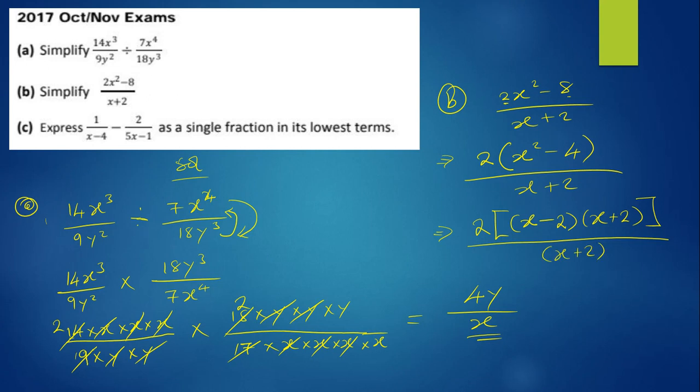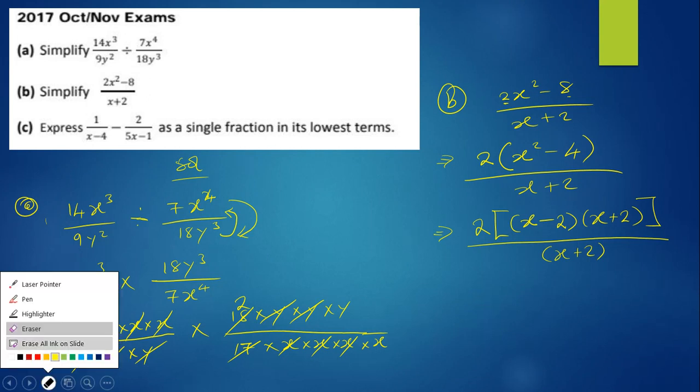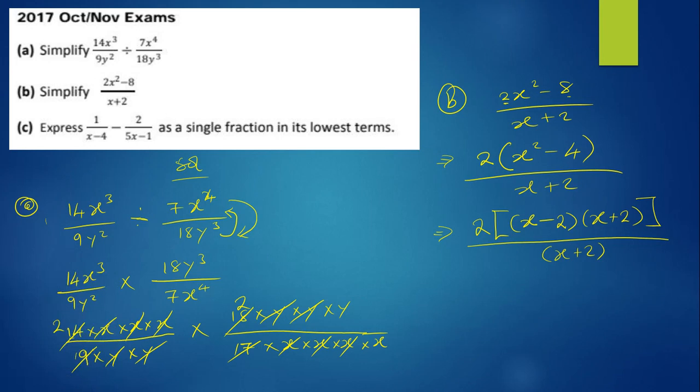Then here, what do you do? Let me label this part so that you can see whatever is happening here. And then what's common up and down? You have seen this x plus 2 and x plus 2. So x plus 2 over 1, and x plus 2 over 1, like that. So you're going to have 2 times x minus 2 over 1. But 1 into that leaves 2x minus 2, like that. So then that's your final answer, as simple as that.